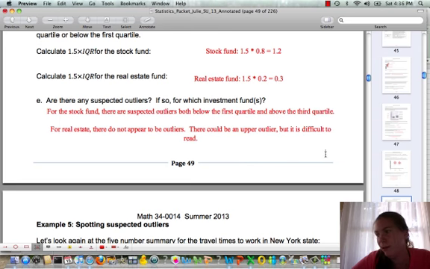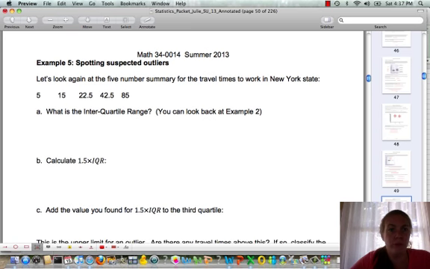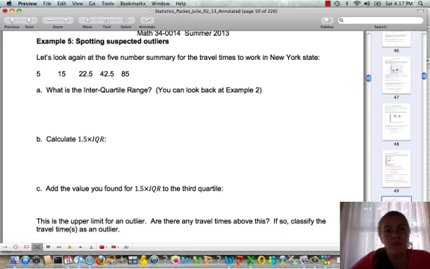Okay, so now let's go ahead and look at example 5 on page 50. Remember, when you're watching the video, if you want more time to write something down, you can just pause and then resume once you've written down the notes. So example 5 is all about spotting suspected outliers. So here are these travel times for workers in New York State, and it's asking us what's the interquartile range.